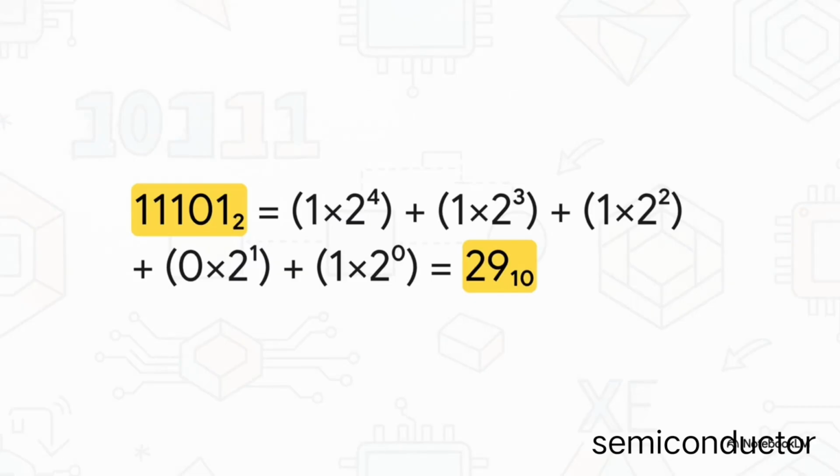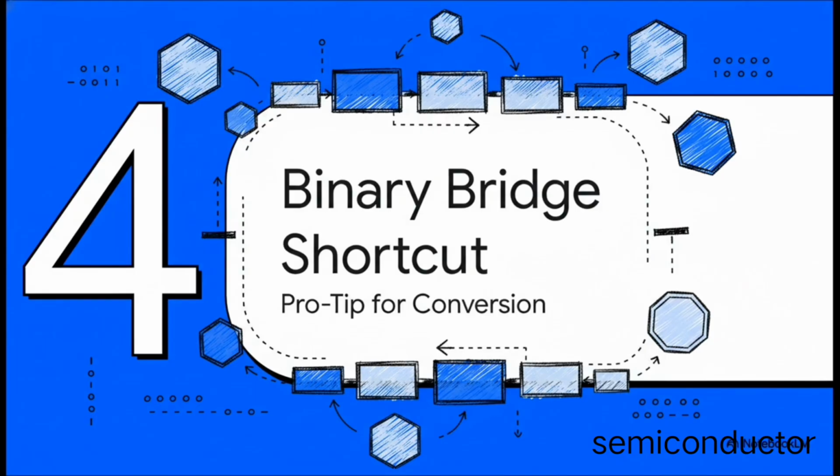Let's try it with the binary number 11101. What on earth is that in our language? Well, remember, each position is a power of 2. So starting from the right, we have the 1's place, the 2's place, the 4's place, the 8's, and the 16's. We just add up the values for every position that has a 1. So that's 16 plus 8 plus 4 plus 1. And that gives us 29. Simple as that. Okay, you've got the basics down.